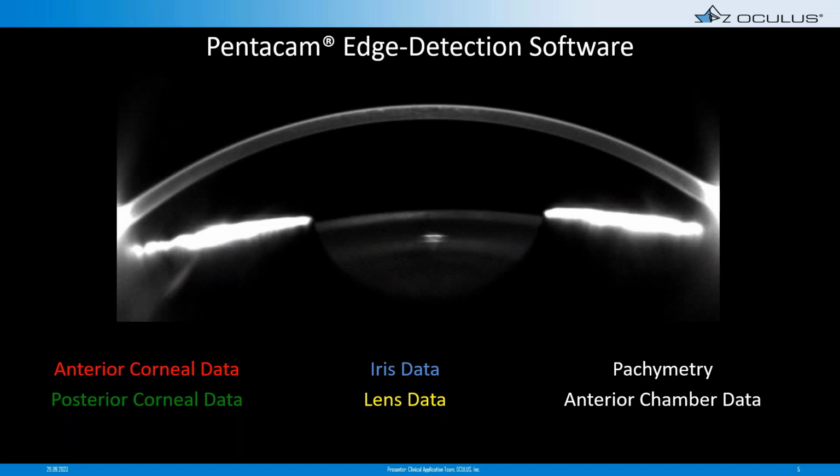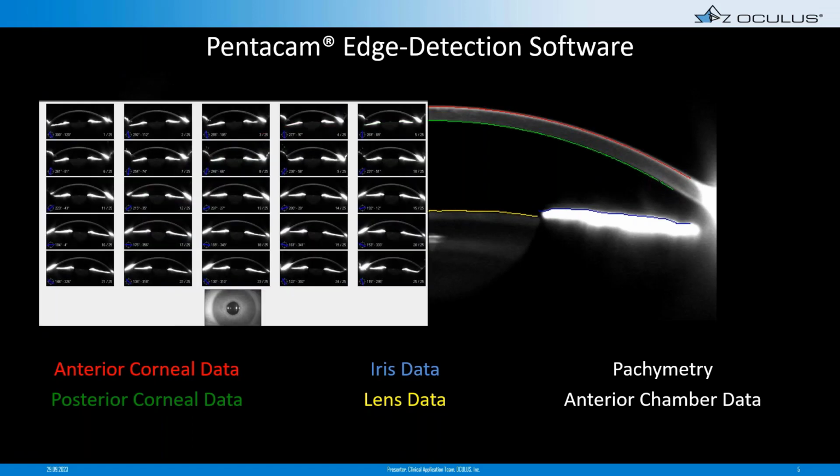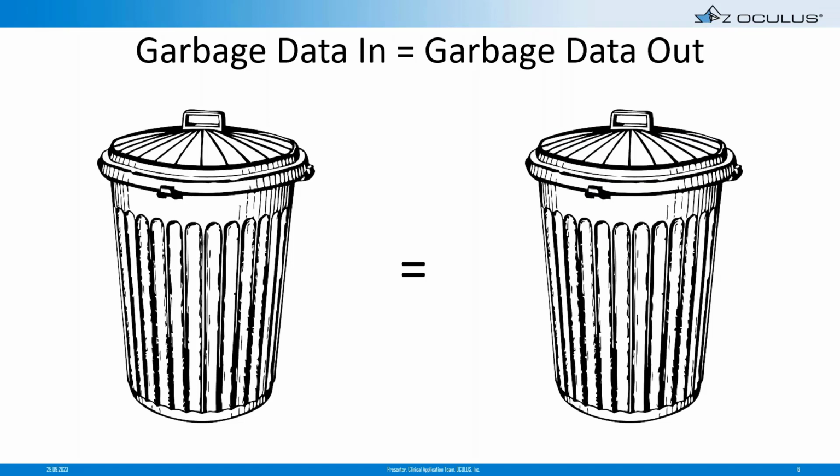Now, for those raw Scheimpflug images, the software does an edge detection of each of those surfaces: the front cornea, the back cornea, the iris, and the lens. This is how we get our radius of curvature measurements, our anterior chamber data, and our pachymetry measurements. The standard Pentacam takes 25 Scheimpflug images, and an edge detection is done to each of those surfaces in those images. Since the patient is in primary gaze, everything is stitched around the visual axis, giving us a 3D model of the eye. We want good raw data. When we take poor quality scans, garbage data in equals garbage data out.